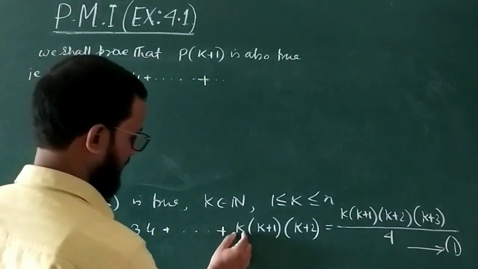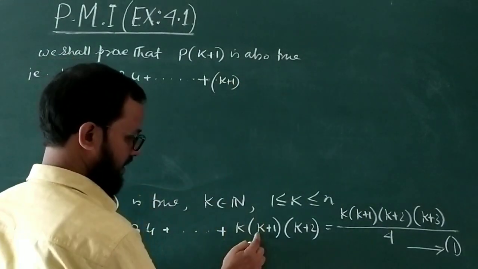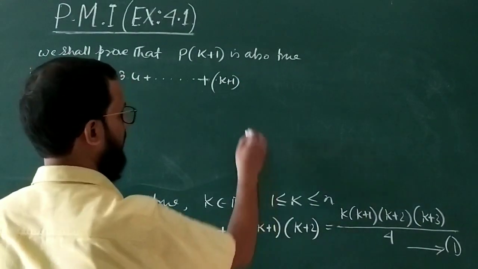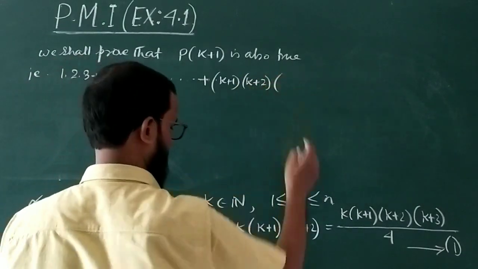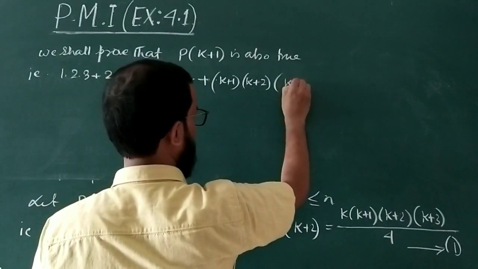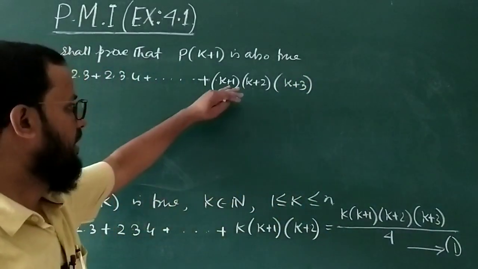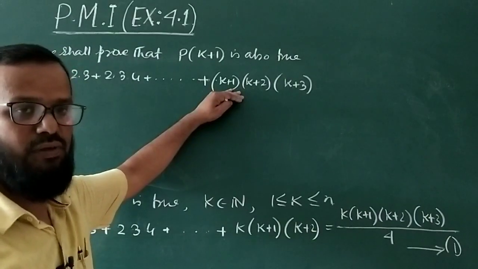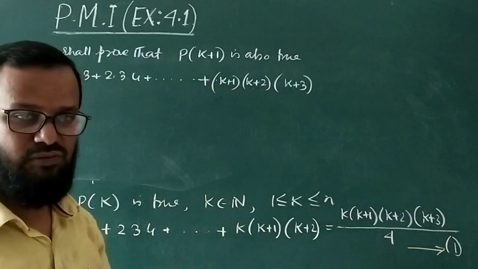इस k के जगह में क्या आएगी? k plus 1. Then this k is replaced by k plus 1. तो ये क्या होगा? k plus 2. Then it will be what? k plus 3. ओरिजिनल स्टेटमेंट में जो है n के जगह में n can be replaced by k plus 1. Original statement में n is replaced by what? K plus 1. You will get this result.